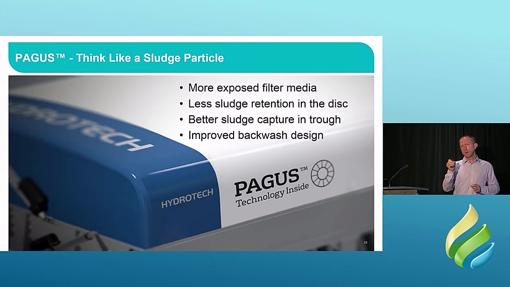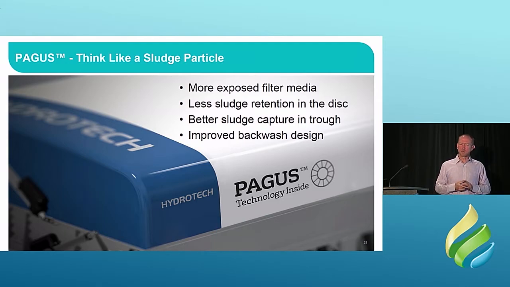Thinking like that resulted in us making a few design changes. We changed the design of those segments, how they fit into the disc, so how they're retained. We basically had less material blocking the filter cloth. So the segment is basically the same size, but if you've got less stuff around it holding it in, then you've exposed more of the cloth to the flow, and that means you're more efficient. You've opened up more filter area.